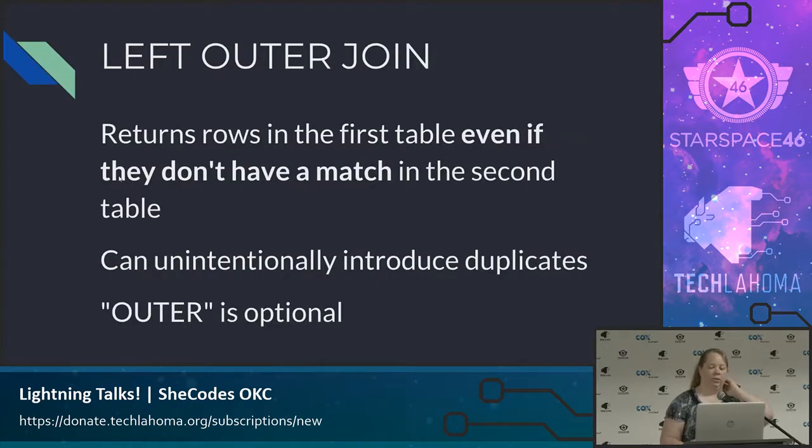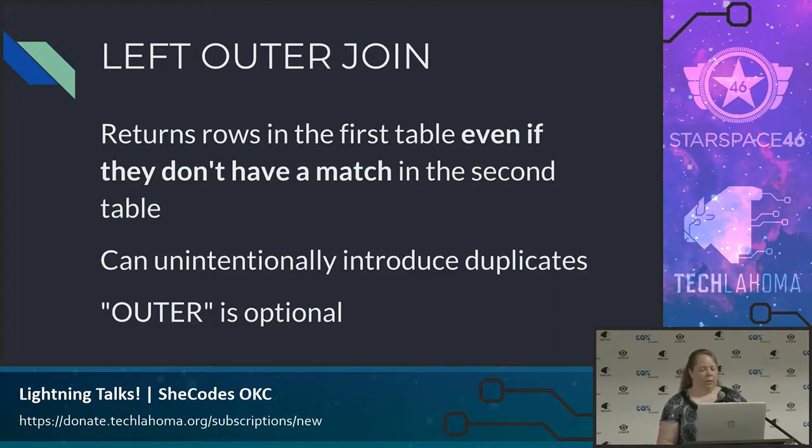So left outer join is the next type that's very common. Inner join is probably the most common that I see, but left outer join is very common too. That's when we want to see all the rows in the first table, even if they don't have a match in the second table. So inner join requires there to be a match, but left outer join does not.